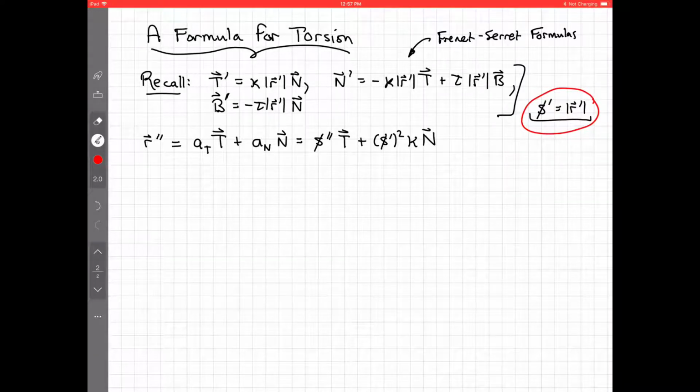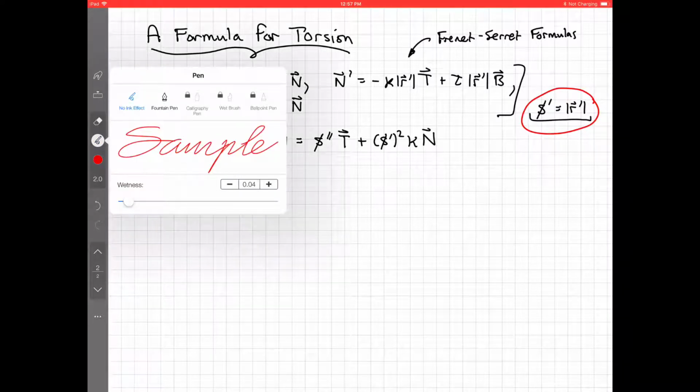And we also need to recall our tangential and normal components of acceleration, namely the tangential is s double prime, and the normal component is s prime squared times curvature, kappa. Or you could read that as the length of r prime squared times kappa.